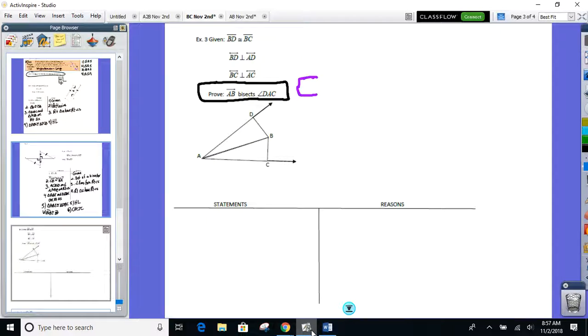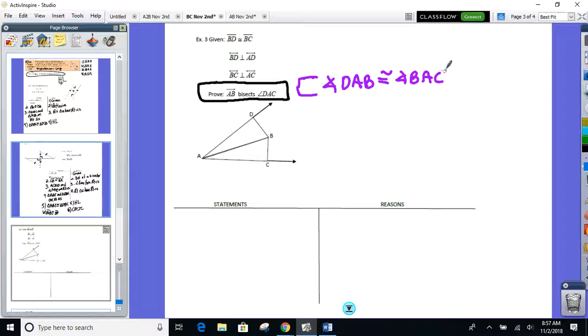What could you tell me in return? That line DB is congruent to BC. What's it bisecting? It's not bisecting a side. It's bisecting angle DAC. So tell me the angles that would be congruent. DAB is congruent to DAC.